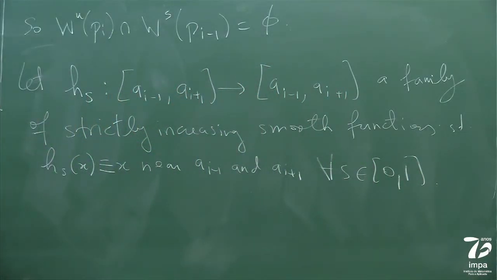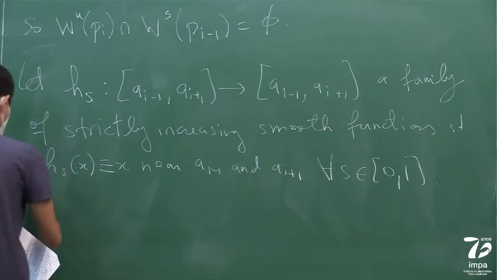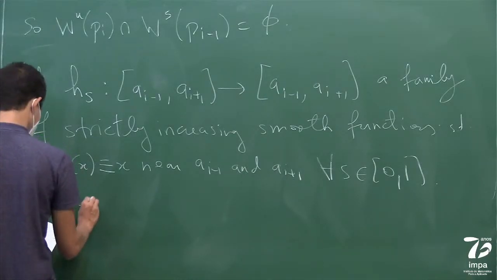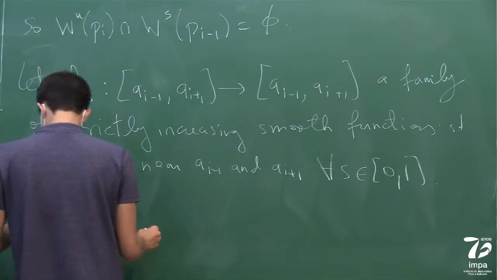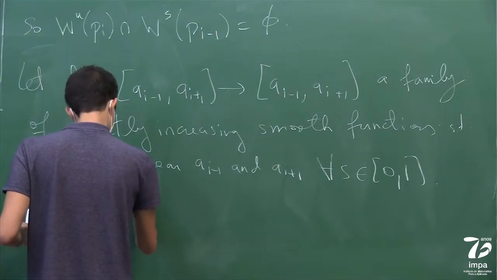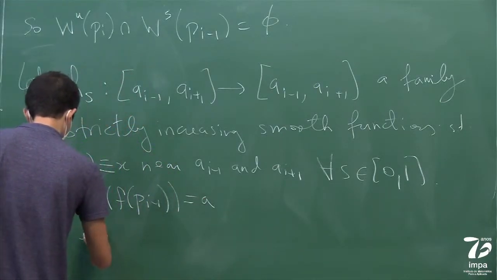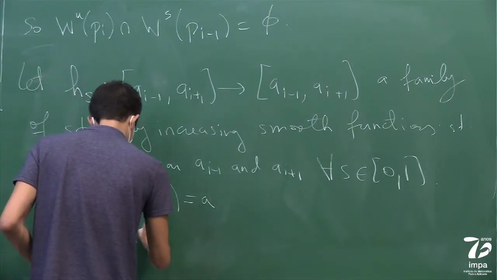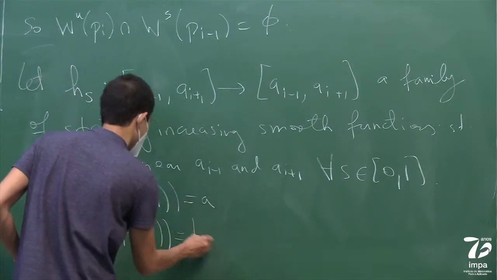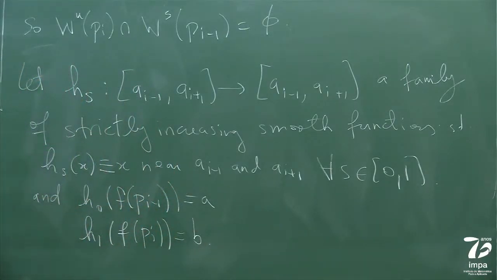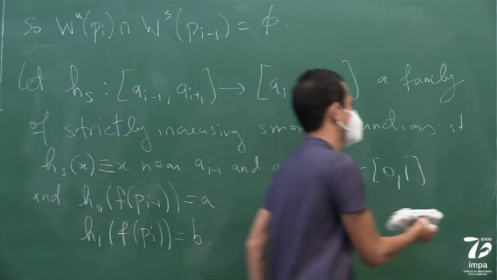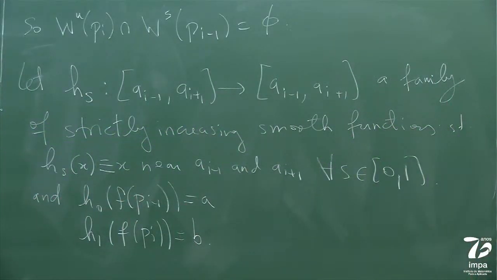And it has the following other property. I want that H0 of F of Pi minus 1 is equal to A. And I want H1 of F of Pi to be equal to B. So I can draw a picture, but this is kind of a real analysis problem to see that you can do this. It's pretty easy to see. If I draw a picture, I can convince you.